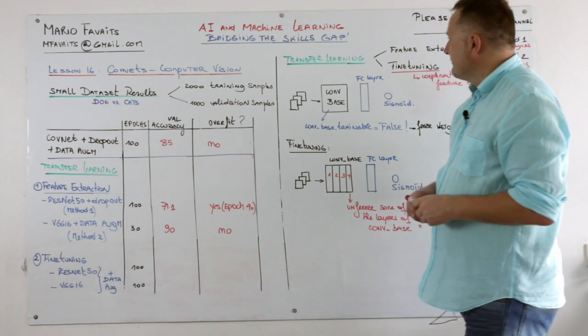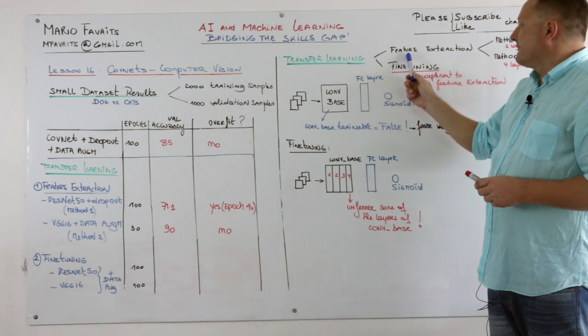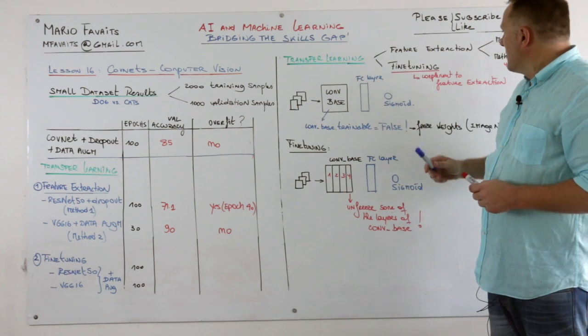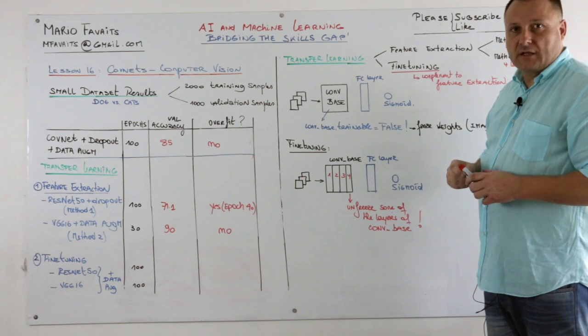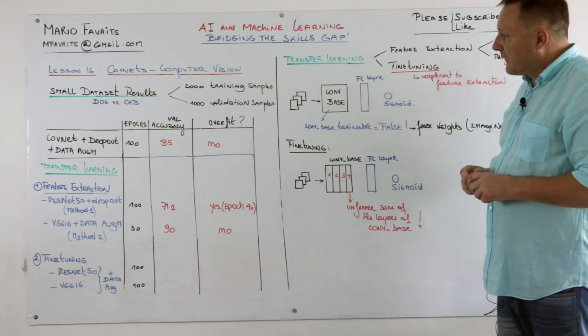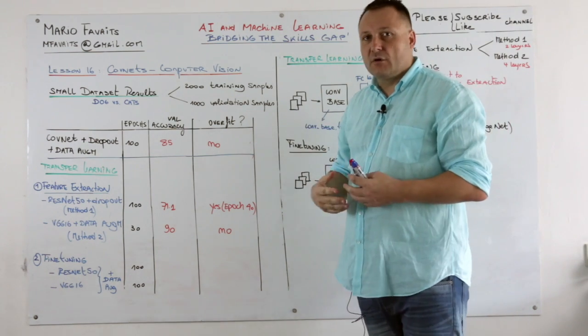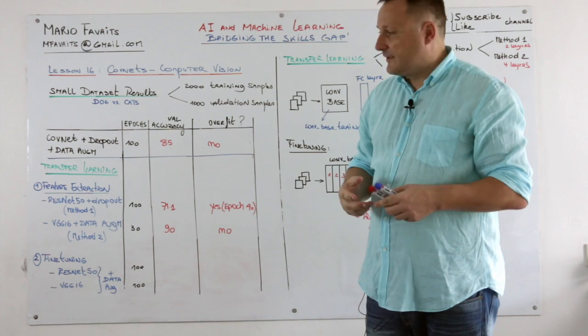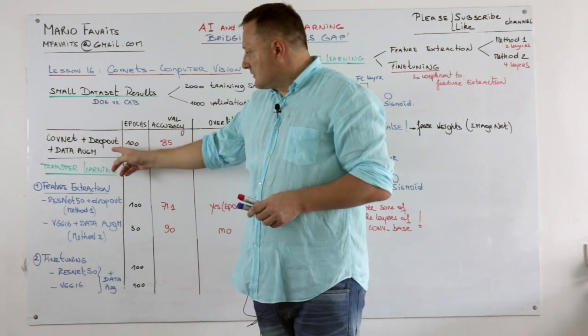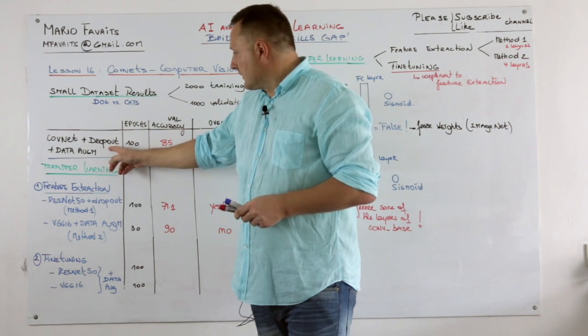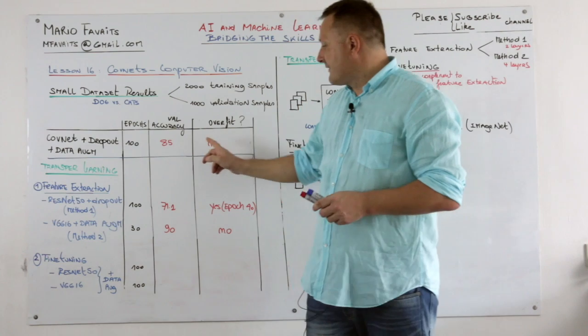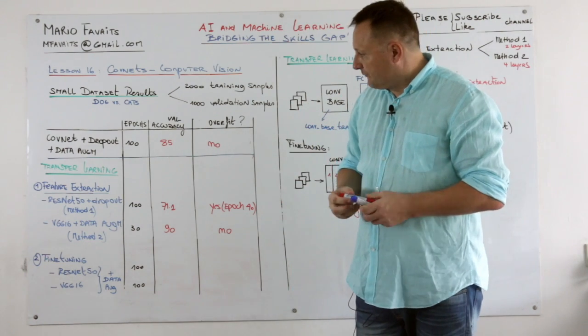Alright, so we've dealt with the transfer learning and feature extraction. So now it is time to take a look at fine-tuning. Here I have a summary of the best results of what we've seen now. Just without transfer learning, 100 epochs, we had 85% without overfitting.